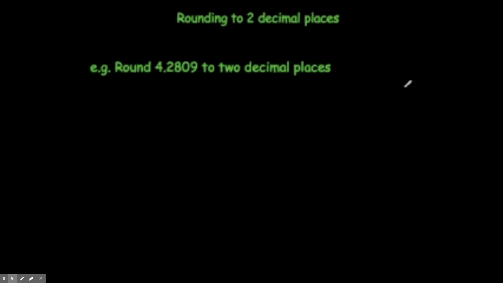And finally, round 4.2809 to 2 decimal places. We will only want 2 numbers after the decimal point, so we're going to look at the third. It's a 0, so that means we're going to round down. So it's going to be 4.28.